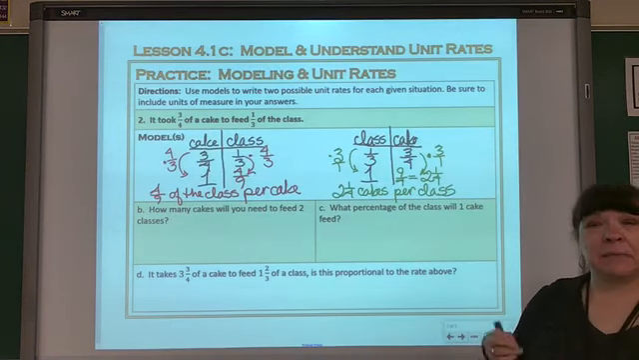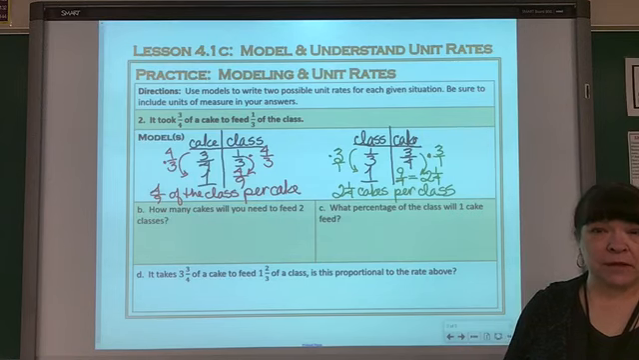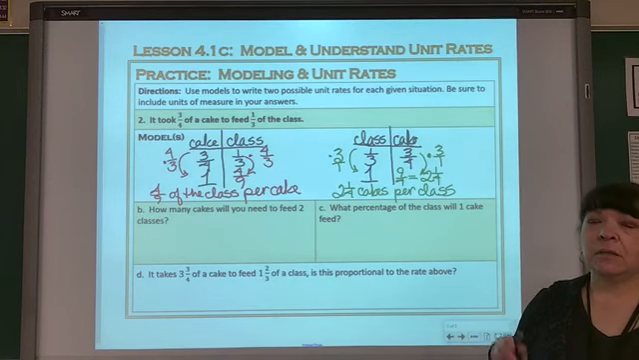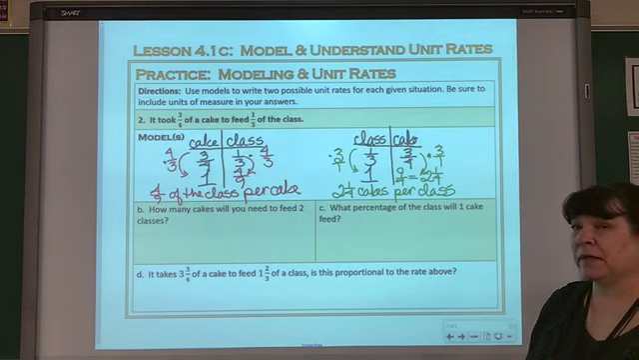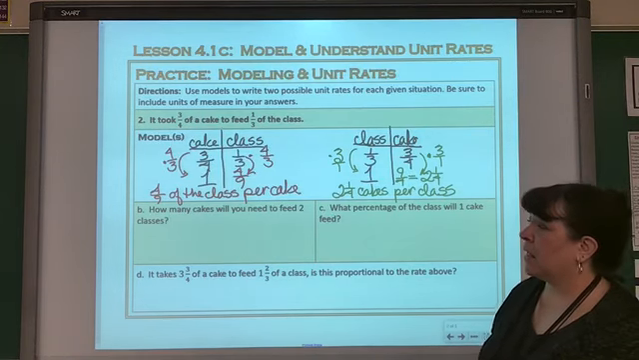This then makes it very simple to find those unit rates. The table makes it easy. It's not the only method you can use, but it's probably one of the easiest methods to use, especially since we've already discussed tables.